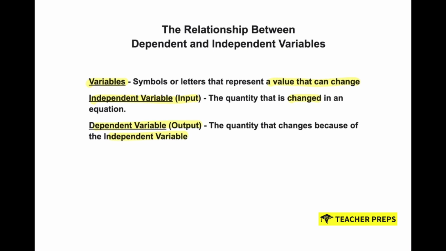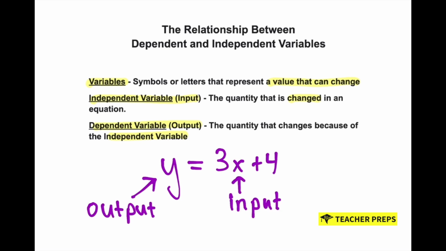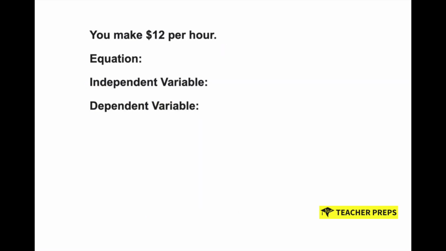Many times in math, we have data sets that contain two or more quantities written in an equation form. An example would be y equals 3x plus 4. The x is the input. We're going to plug numbers in for the x. And then our y is the output. That's our answer. If we plug a different number in for x, our output will change. Let's go through some examples together and figure out what our equation would be, what the independent variable is, and what the dependent variable is.